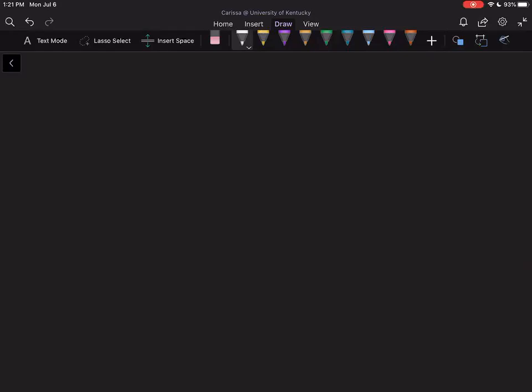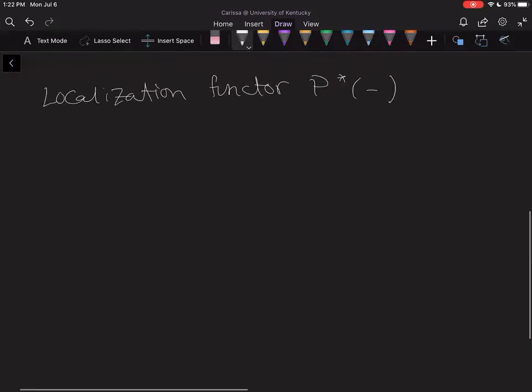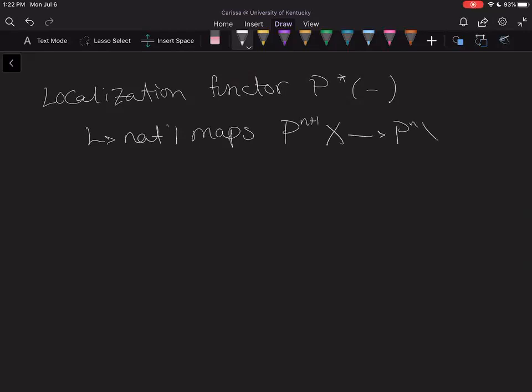Another thing that a localizing subcategory also gets us is a localization functor, P upper n. What that does is it takes us from genuine G spectra and dumps us into the tau at least n. Along with this come natural maps from P upper n plus 1 of x to P upper n of x, where x is a spectrum.